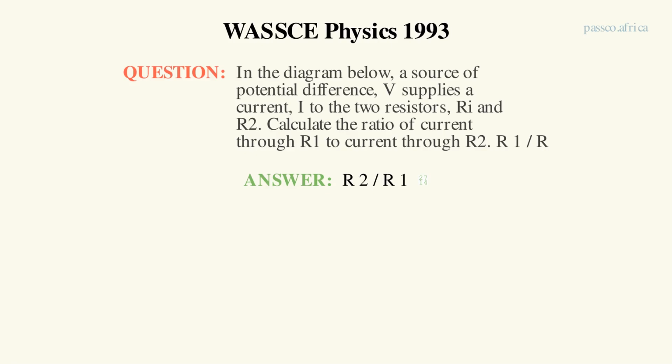In the diagram below, a source of potential difference, V, supplies a current, I, to the two resistors, R1 and R2. Calculate the ratio of current through R1 to current through R2, R1/R2. Now, try it yourself.